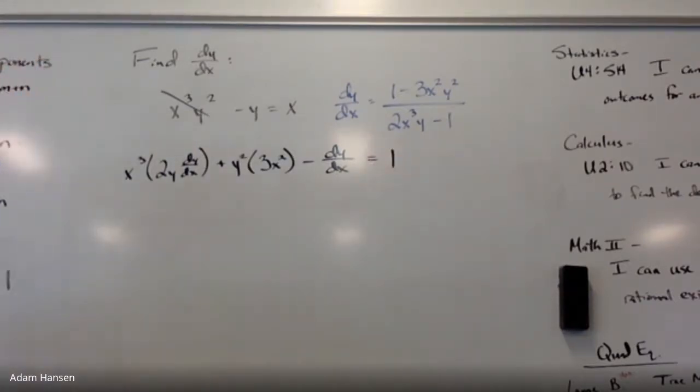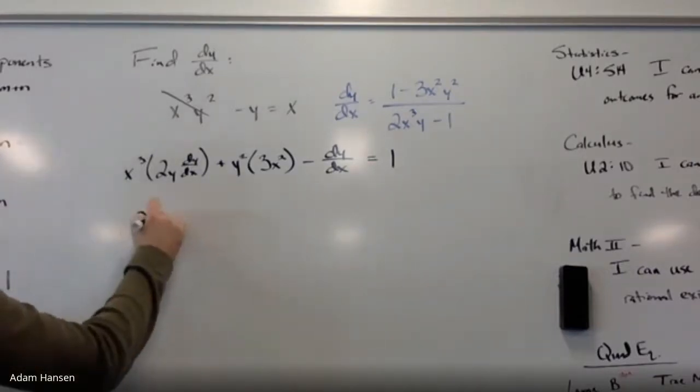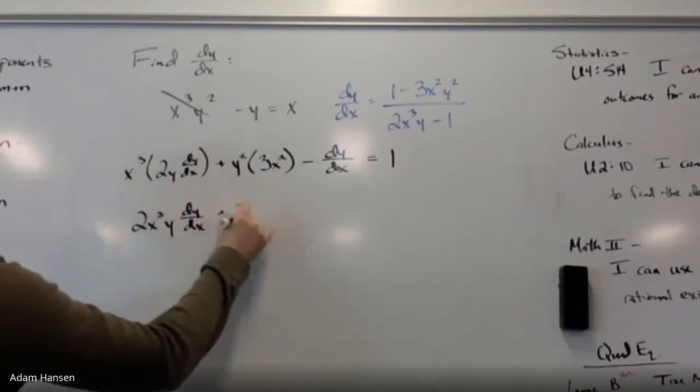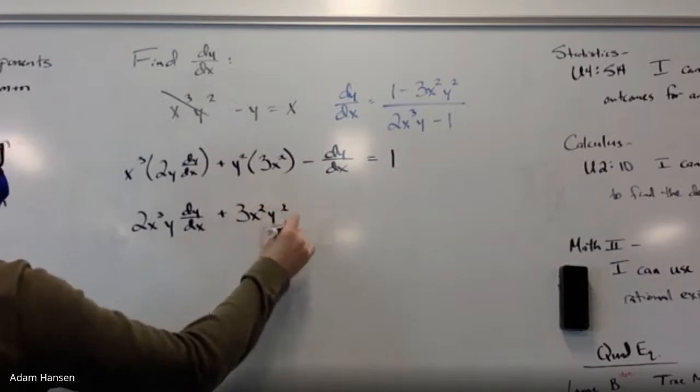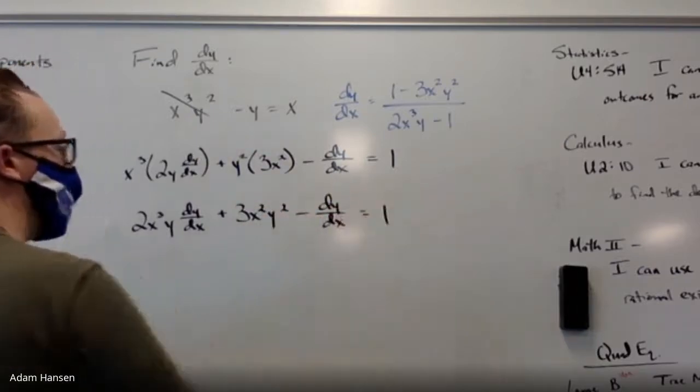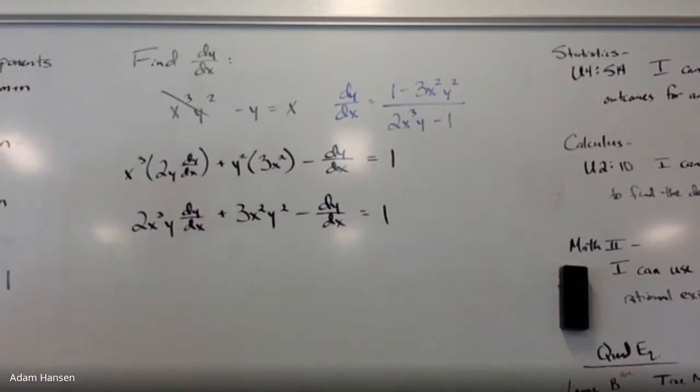Well, here's the derivative. It's just not solved for dy/dx. So I have to rearrange this and solve for dy/dx. Simplify a little bit here: 2x cubed y dy/dx plus 3x squared y squared minus dy/dx equals 1. A strategy from yesterday's class was to get all the dy/dx terms on one side of the equation and all the others without the dy/dx terms on the other.